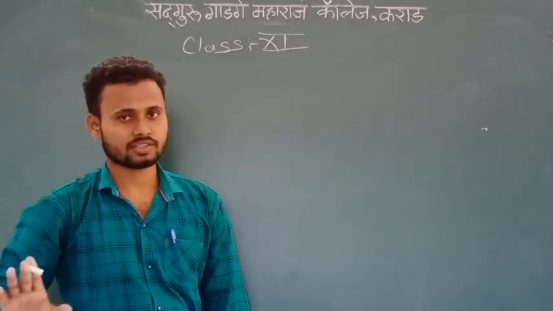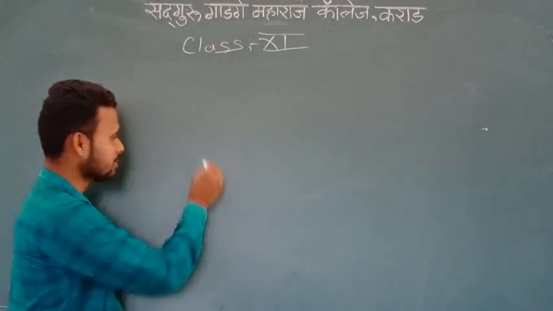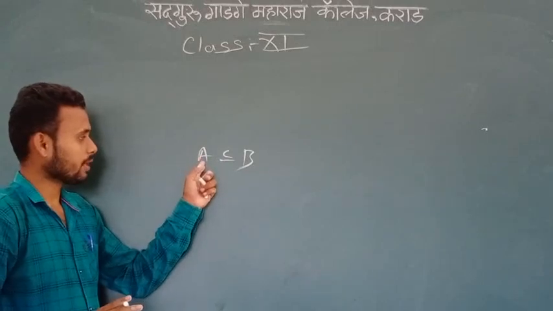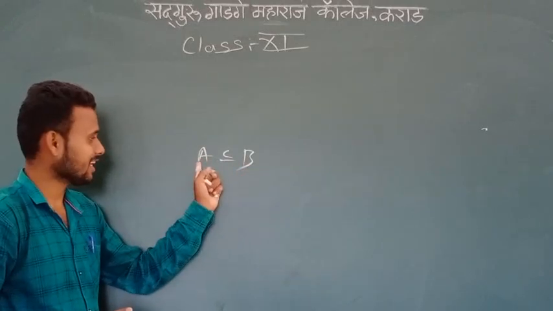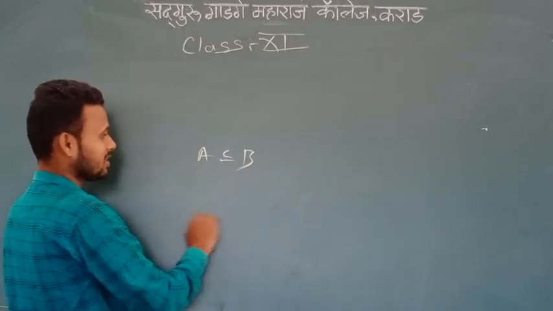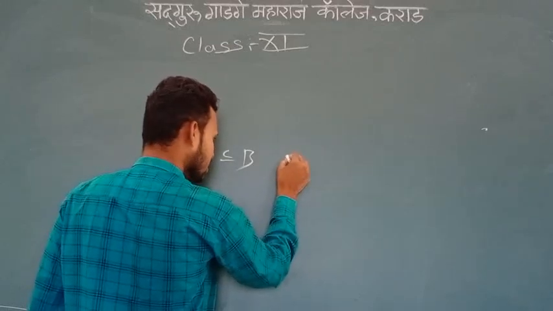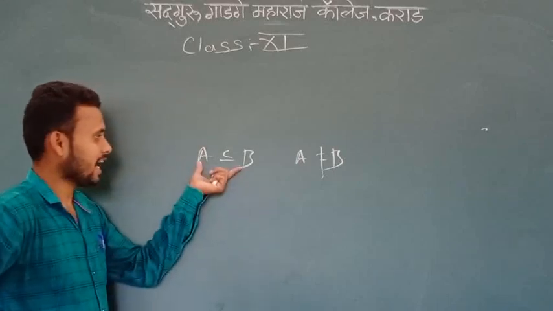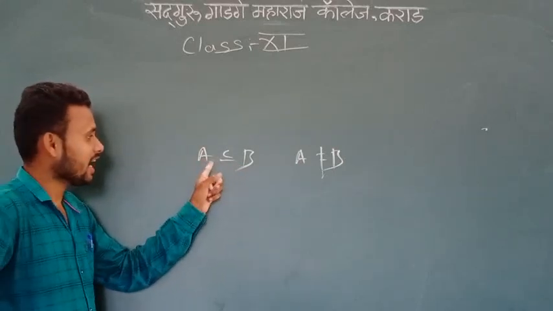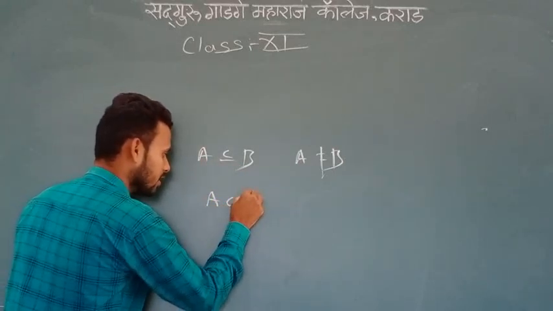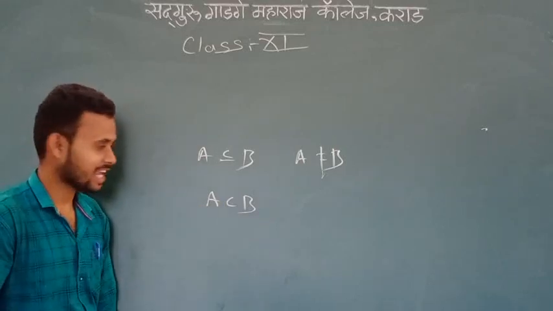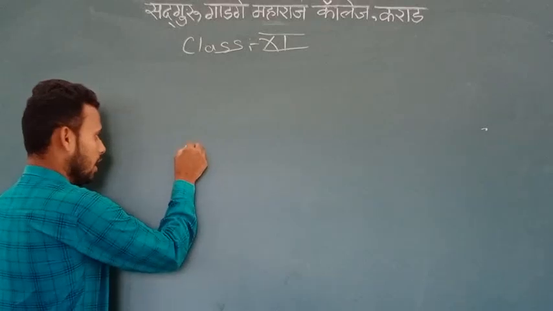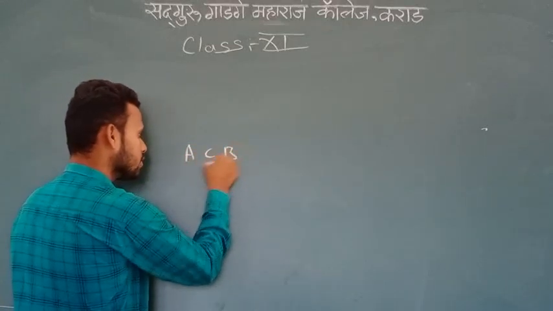When does a subset become a proper subset? When is it a subset? A is a subset of B: for two sets, if every element of A is also an element of B, then we say A is a subset of B. But with an extra condition, if A is not equal to B, if A and B are not the same, then we say that A is a proper subset of B.